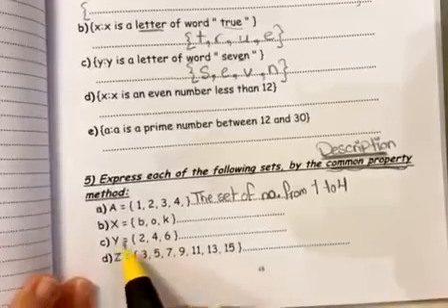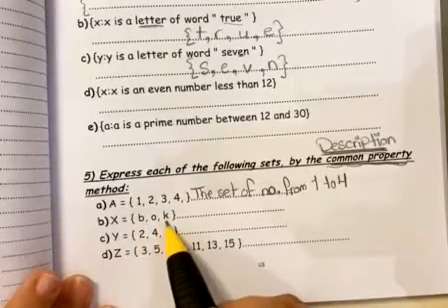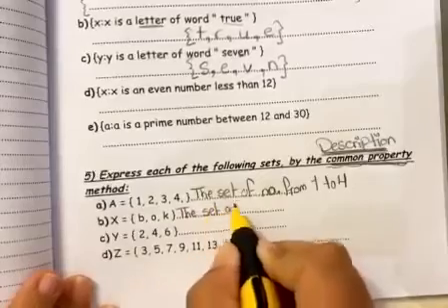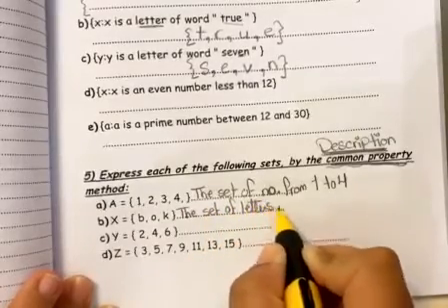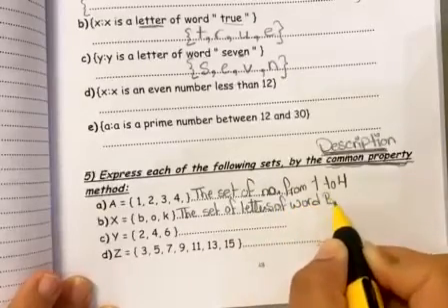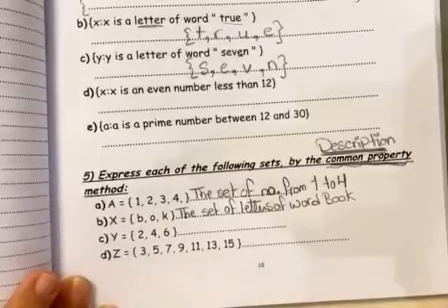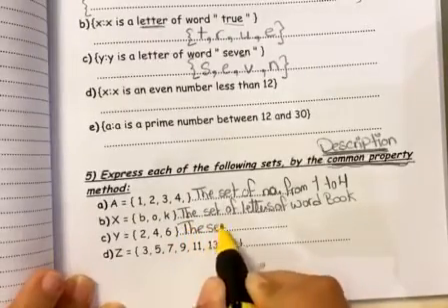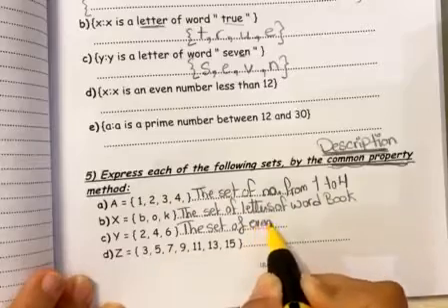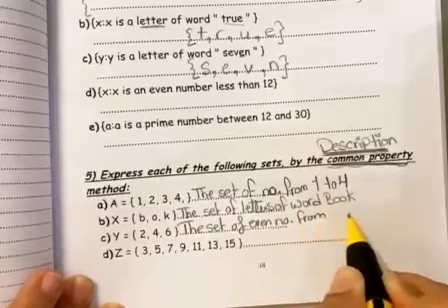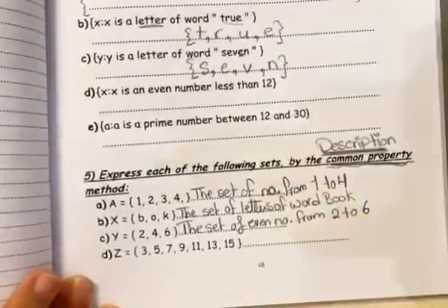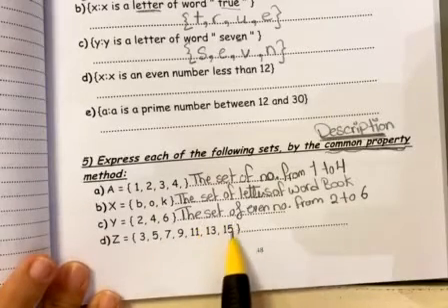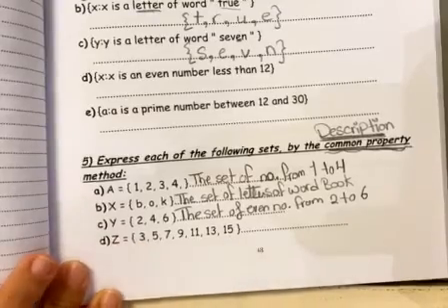Here, X. I have B, O, and K. This is the word book. So the set of letters of the word book. Here he gave me 2, 4, 6. So I can write it, the set of even numbers from 2 to 6. And here, those are the odd numbers. So I can write it, the set of odd numbers from 3 to 15.